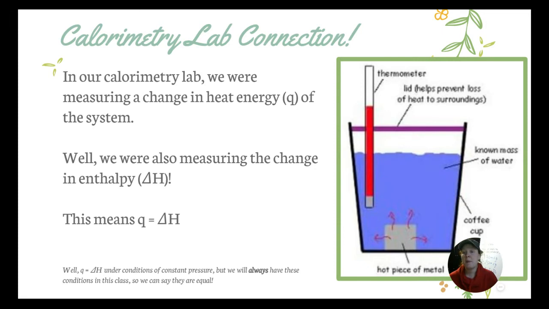Well, we also happened to be measuring the change in enthalpy while we were doing calorimetry. This means that Q is equal to delta H, which is awesome. And just so you know, Q equals delta H under conditions of constant pressure and temperature, but we are always going to have these conditions in this class, so we just assume that Q is always equal to delta H.